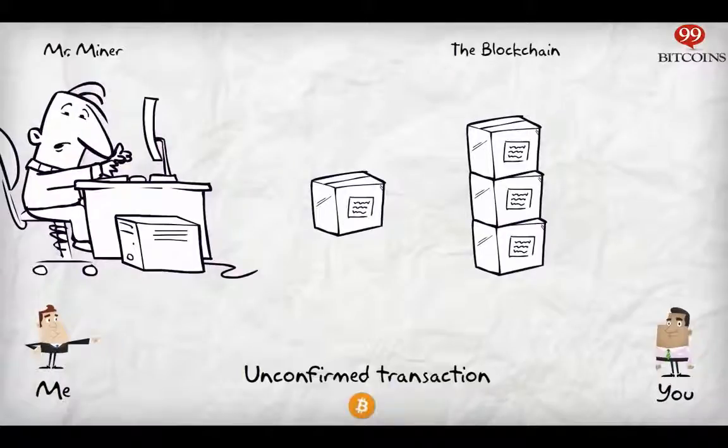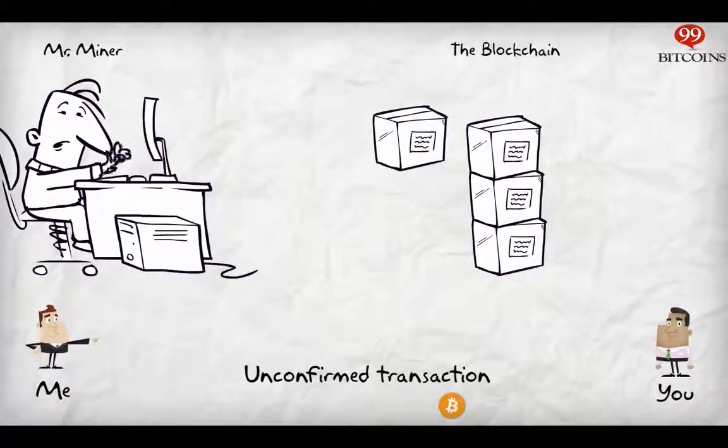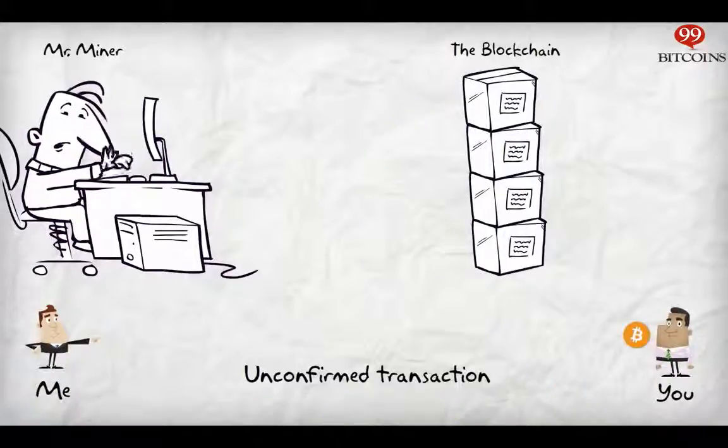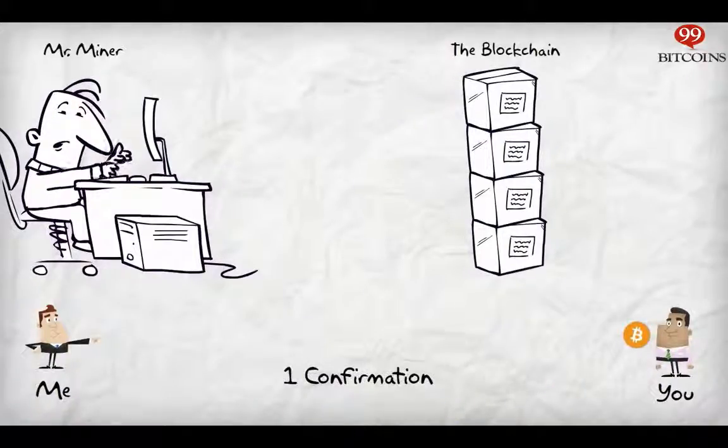Miners will use their super powerful computers to solve a mathematical problem. The first miner to succeed in this will get his block into the blockchain and receive a bounty. At this point, the transaction will have one confirmation. So blocks are ordered one after the other, dictating the exact transaction order, hence the name blockchain.